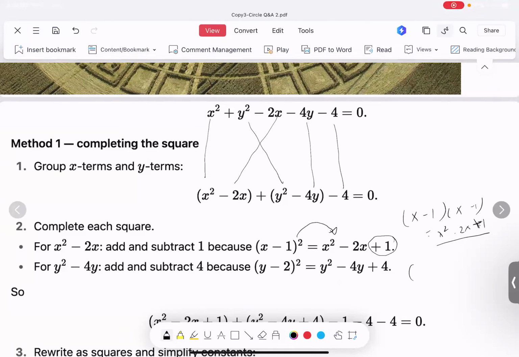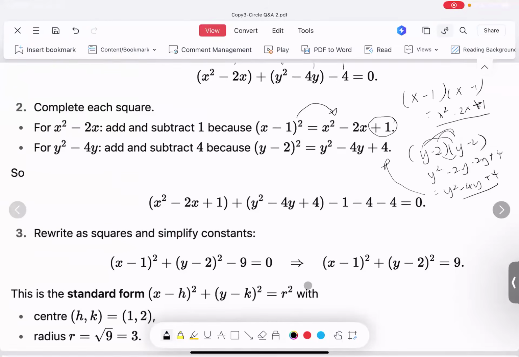What if I do it like this? y minus 2, y minus 2. This one multiply this one becomes y squared, and then this one becomes minus 2y minus 2y, and then this one becomes plus 4. So it will become y squared minus 4y plus 4. This one will be the same as here. That's why we say add and subtract 4 because of this condition.